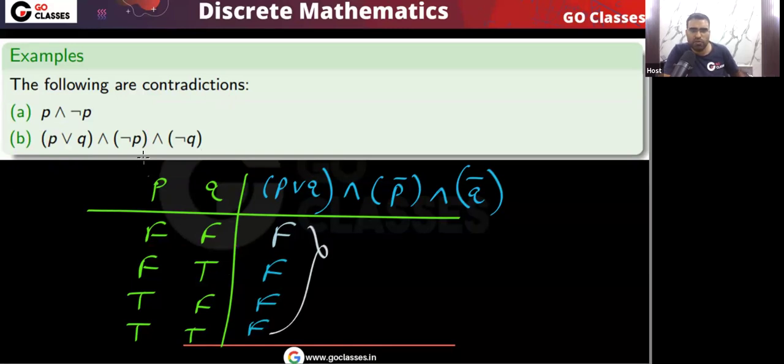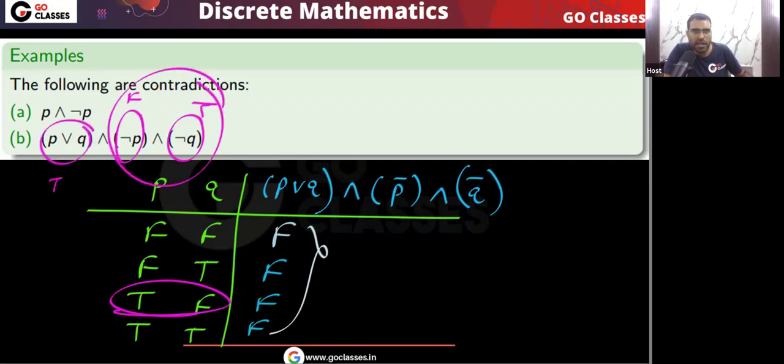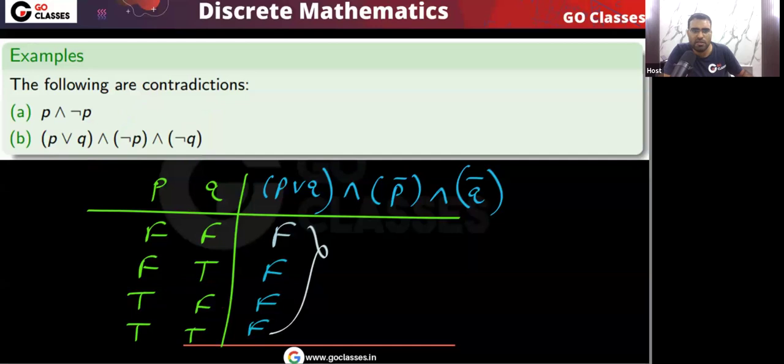Because option B is always false. Let's check for this combination. You can see that this will be false, this will be true, and this will be true. False and anything is false. Okay, so you can see for every combination, this is false.